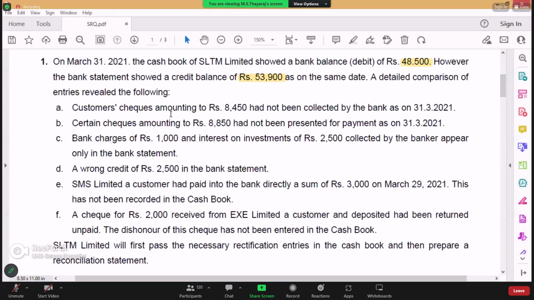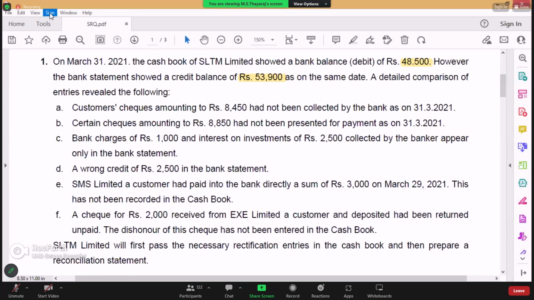The first one is a customer's cheque, amount 8,450, has not been collected by the bank. Customer cheque means, when we are preparing the bank reconciliation statement, you think you are the company. We are the company. From the company's perspective, we have to prepare the bank reconciliation statement, from the company's point of view.